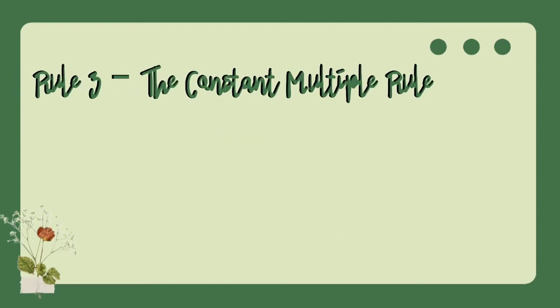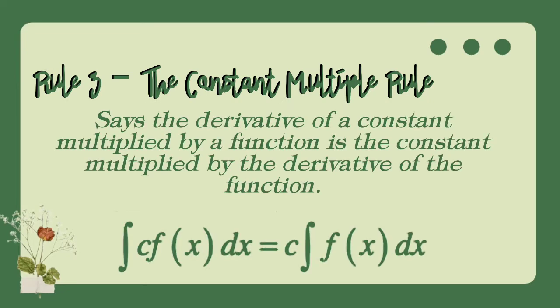Rule 3. The constant multiple rule says the integral of a constant multiplied by a function is the constant multiplied by the integral of the function. The integral of c f of x dx is equal to c times the integral of f of x dx.